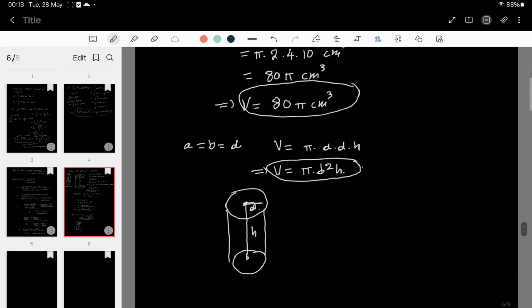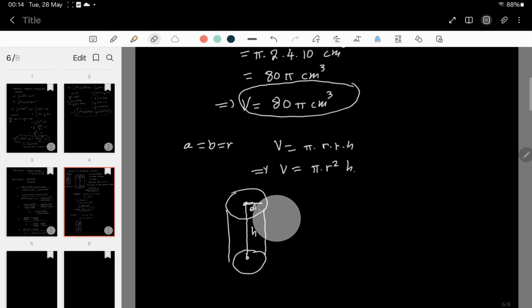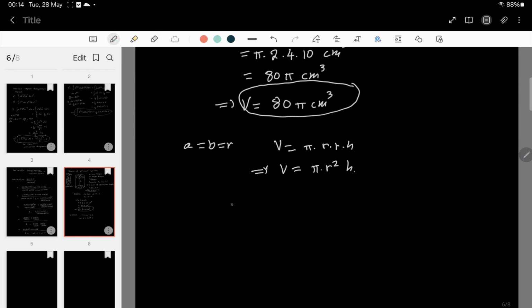Or maybe here I can use the letter R. I just use R. This is pi times R squared times H. So here I use the letter R on purpose because here I have two circles, right? This distance is the height, and this is the radius of the circle.